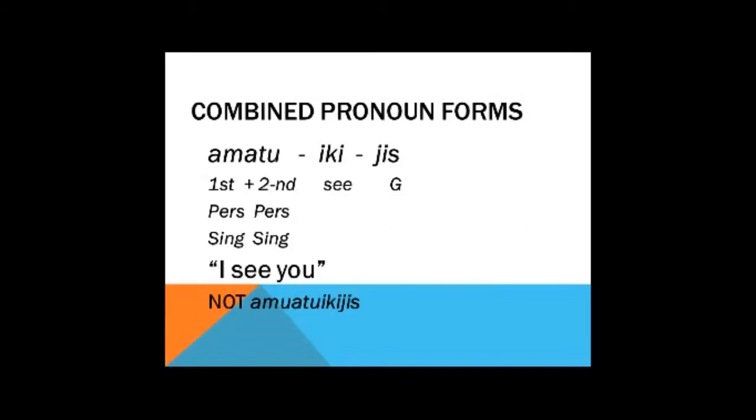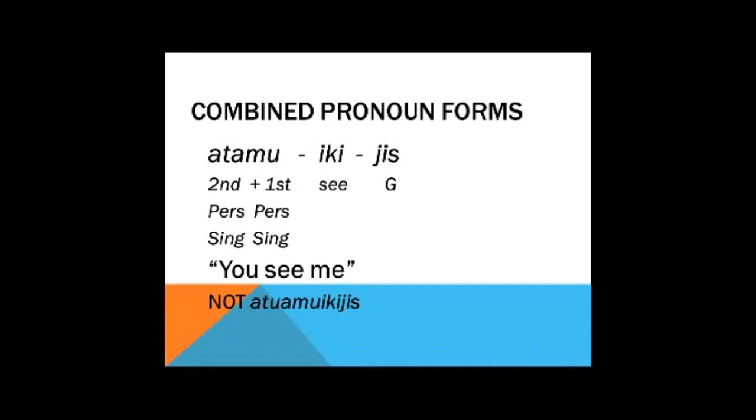So let's exemplify the combined pronoun form. If I want to say I see you, there are no nouns in that sentence, it's just pronouns. I have the subject first, the object second. I am the subject, the person doing the seeing. You're the object, the person receiving the action of the seeing. Therefore the sequence will be I and then you, and then the verb root, iki, to see, and the general verb ending yis. You would expect it to be amuatu wiki yis, but you have the special combined form of first person and second person singular in sequence, amatu, so you get amatu wiki yis, which translates as I see you.